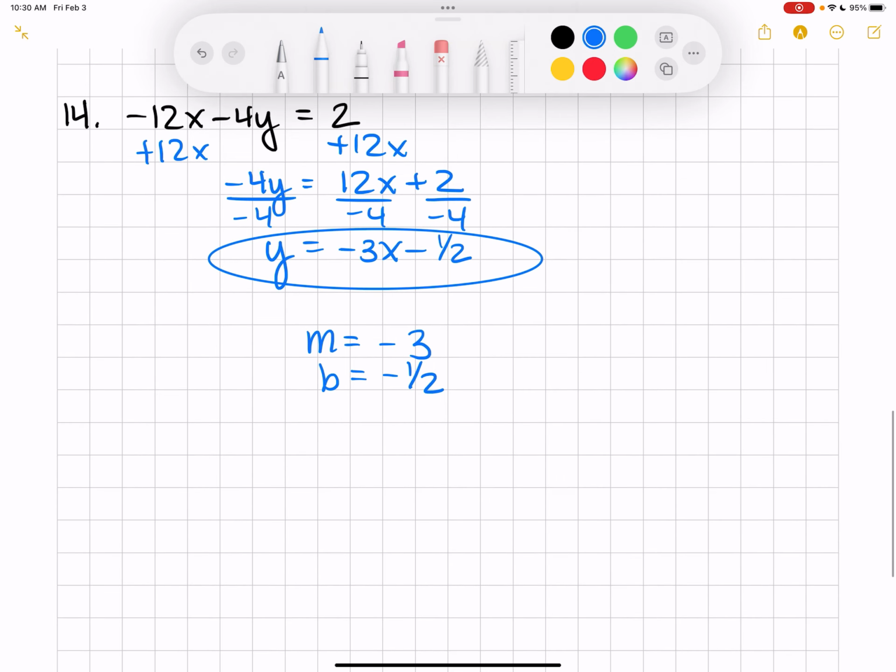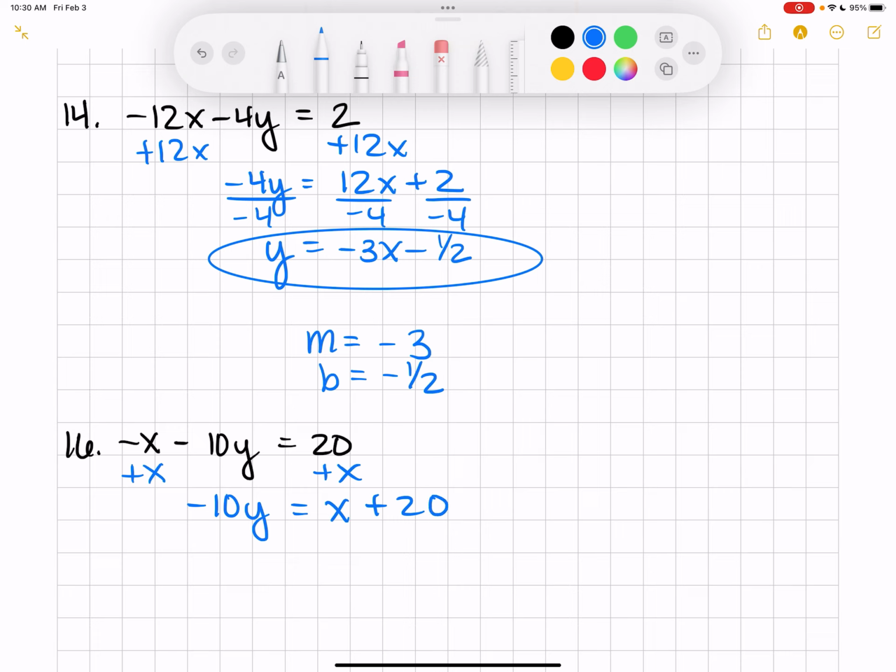And let's see, 16. Negative x minus 10y is equal to 20. So I need to get y by itself again. So what would I need to do first? Add x, not subtract, add. So then I have negative 10y is equal to x plus 20. And then what? Divide by negative 10.